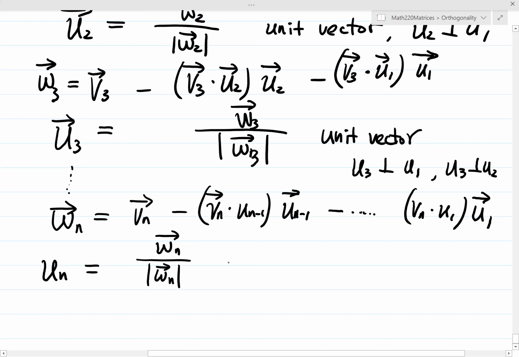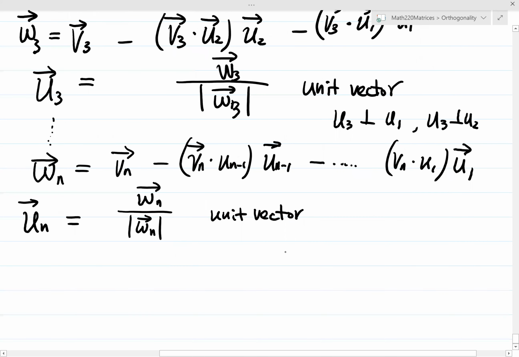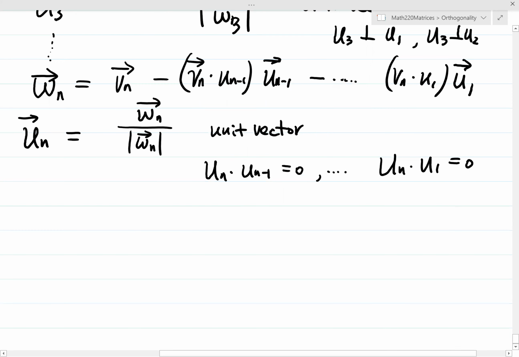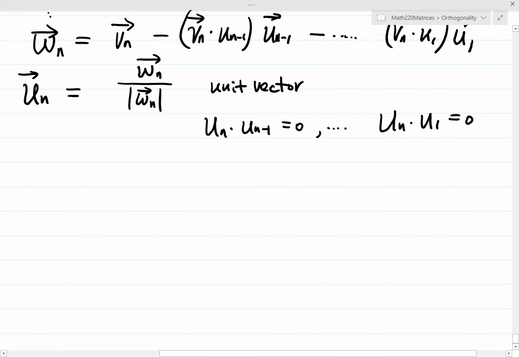So Un is a unit vector. We also have Un dot Un minus 1 is 0, and Un dot U1 is also 0. So Un is perpendicular to all other vectors. This way we produce a set of orthogonal, also normal, vectors of the vector space. Okay, let's see some example.